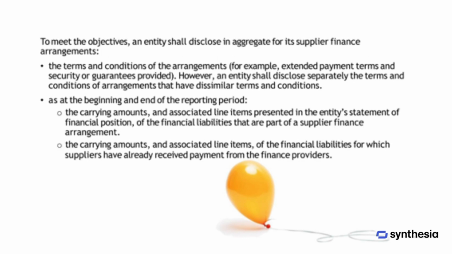To meet the objectives, an entity shall disclose, in aggregate, the terms and conditions of its supplier finance arrangements, including details such as extended payment terms and any security or guarantees provided. If there are arrangements with dissimilar terms and conditions, these should be disclosed separately. As of the beginning and end of the reporting period, the entity must disclose the carrying amounts and associated line items presented in the statement of financial position for the financial liabilities that are part of a supplier finance arrangement, as well as those for which suppliers have already received payment from the finance providers.